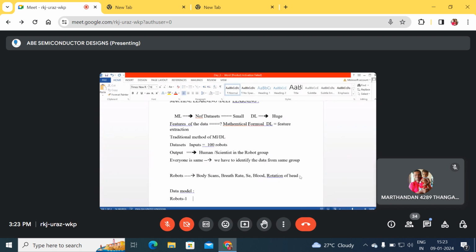Body scan, name it as a 1. If the body scans as a metal, you would have seen in the movie, the body scans as a metal as 1, it will be considered as a robot. If it is 0, then it is considered as a human. So body scanning is 1, right? Since it scans only a metal for the robot.